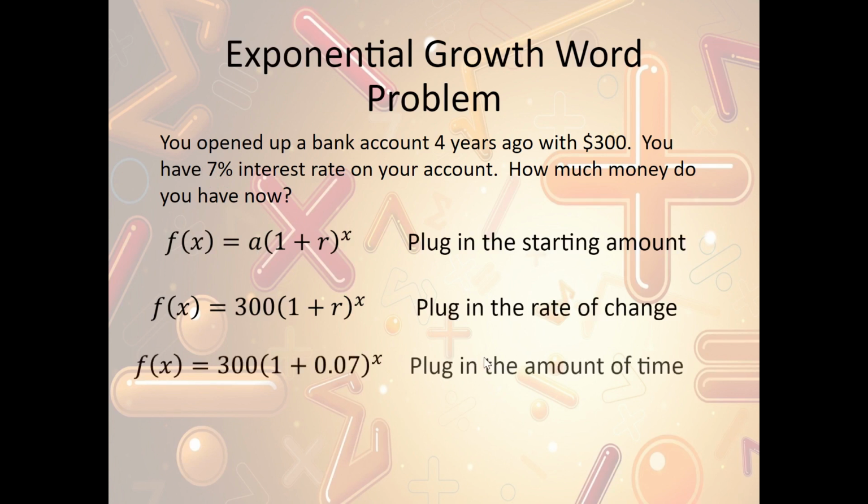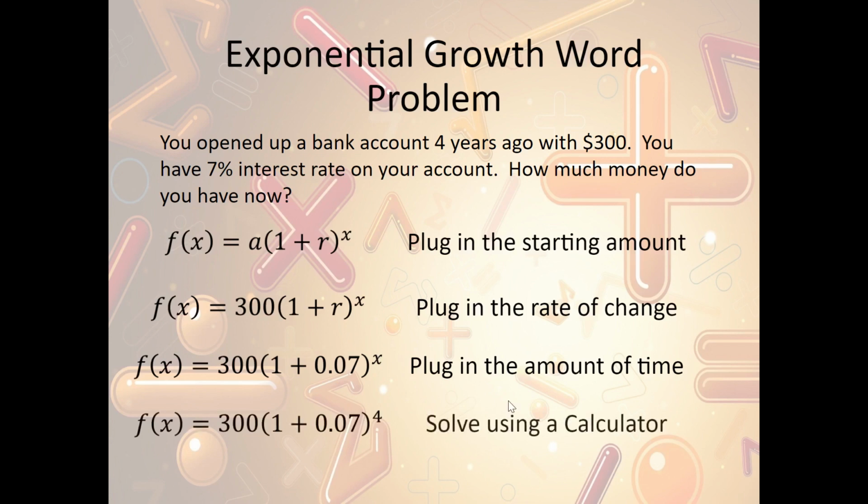And then we're going to go by the amount of time. We're going to plug that in. The amount of time was 4 years. So we plug 4 in for X. And then we solve using a calculator. And when we do that, we end up with $393.24.